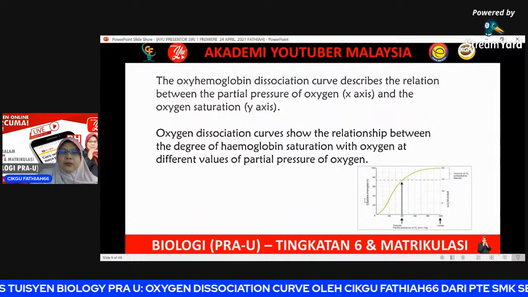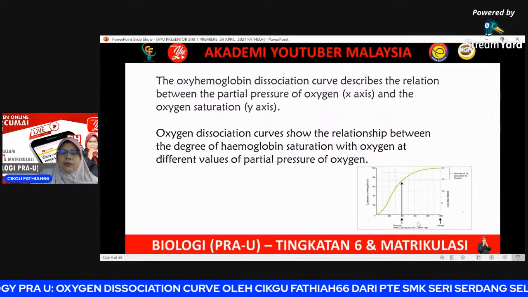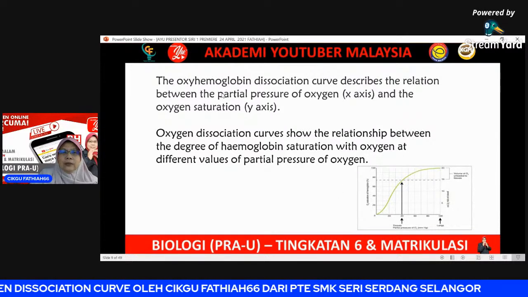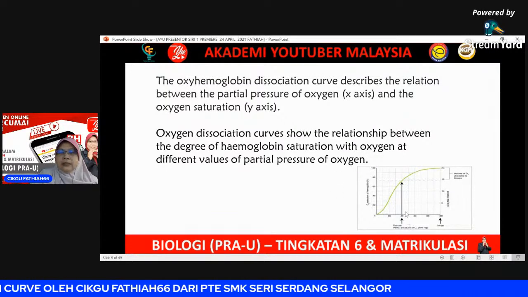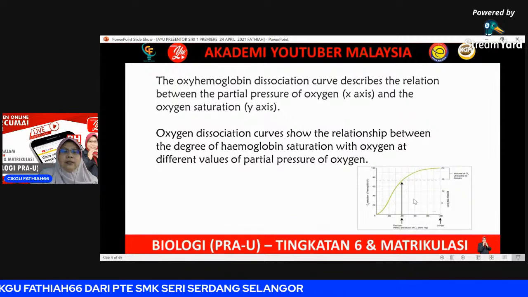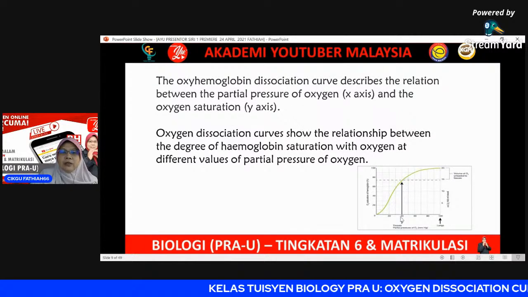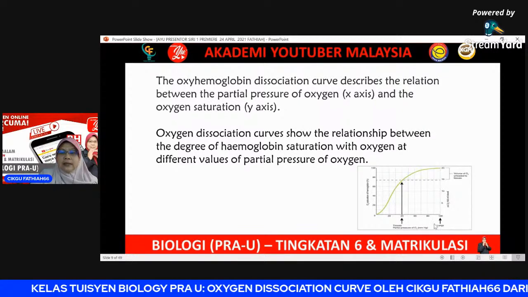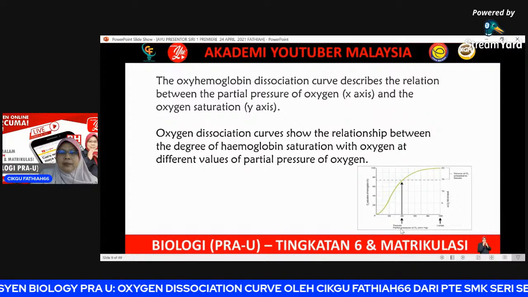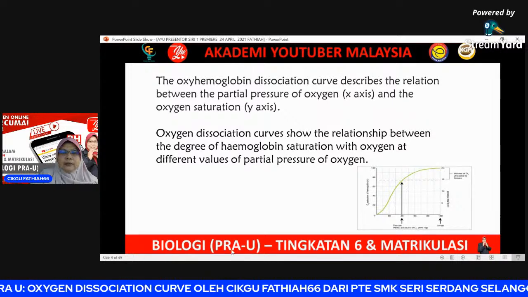Now we go to the concept that we will learn today. The oxygen dissociation curve, or oxyhemoglobin dissociation curve, is the same thing. It describes the relationship between the partial pressure of oxygen on the x-axis.